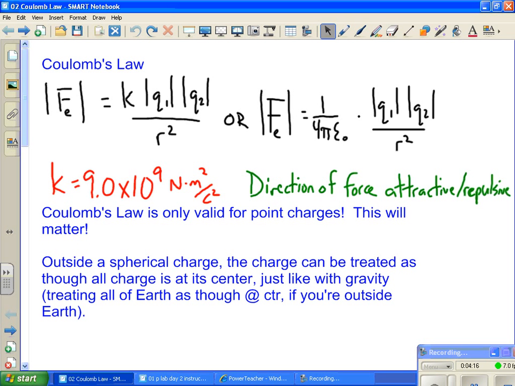And when you see 1 over 4 pi epsilon naught, just know that the value of that is 9 times 10 to the 9 Newton meters squared over Coulomb squared. So yay for that. It is important.